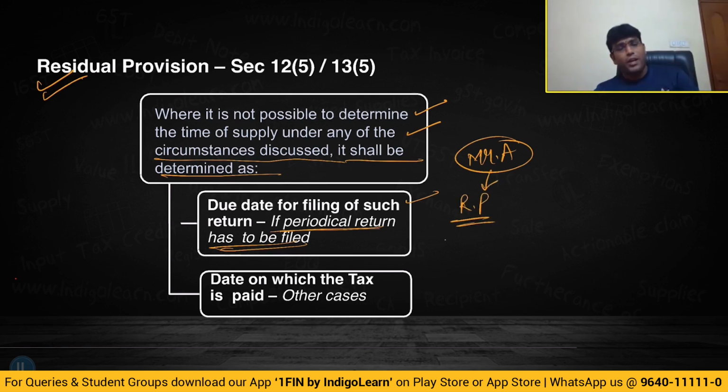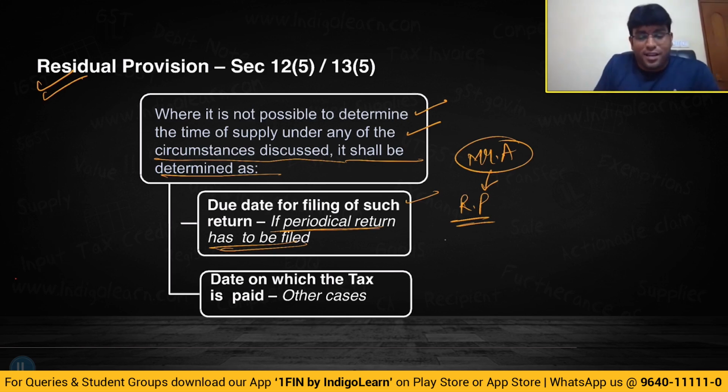Is a registered person required to file a return? Yes. And you already know the due date for filing the return. I already told you, generally by the 20th of the next month, GSTR 3B is required to be filed. The due date only will become the time of supply. So why did they keep it like this? Because if nothing is possible, they should keep some basis.